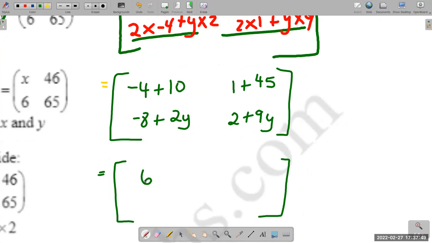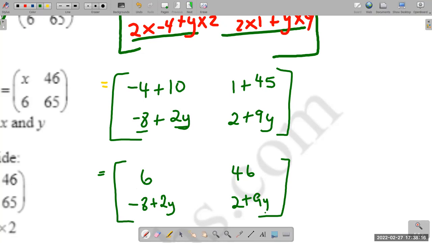So this is going to be +6. This is going to be 46. This is going to be what? Can I add these two values here? No, I cannot. You cannot add a constant to a variable. Remember, the 2y is a variable, so you have to put back the same thing. Everybody see that? Same thing here, 2 plus 9y.